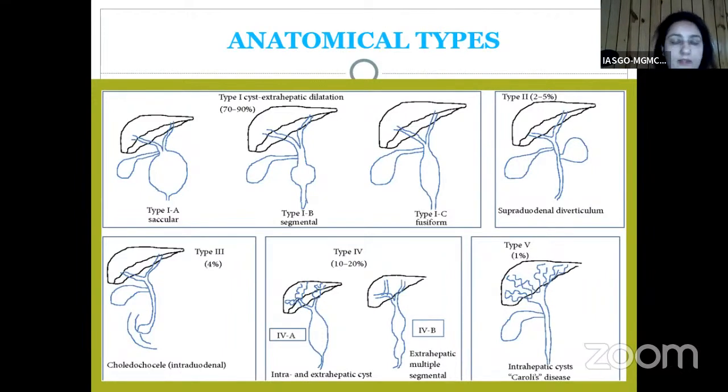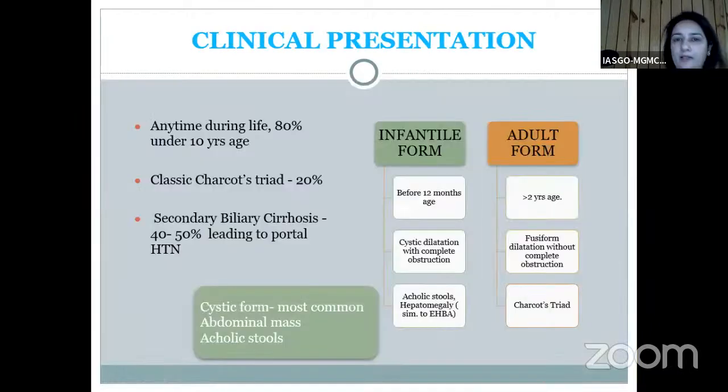Type 1 is the cystic variant, where you have the complete dilatation of the CBD. Type 1C is the fusiform dilatation. Type 2 being the supraduodenal diverticulum. Type 3 is the intraduodenal diverticulum. And type 4A is extrahepatic as well as intrahepatic dilatation. And type 4B is the extrahepatic multiple segmental dilatation. And type 5 being the Caroli's disease, which is the intrahepatic cyst.